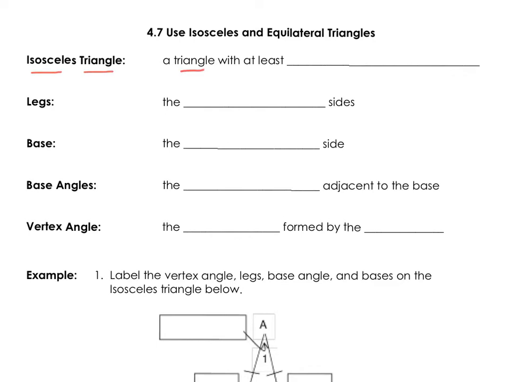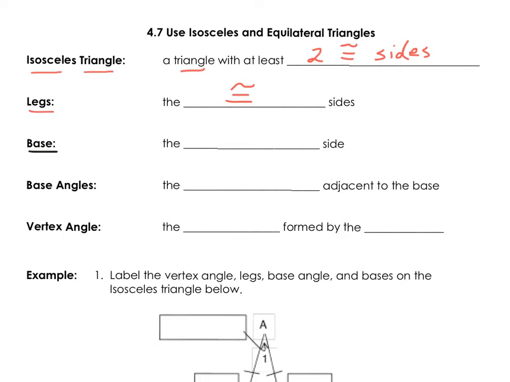It's a triangle that has at least two congruent sides. So at least two congruent sides. All right, the two sides that are congruent are known as the legs. Those are the congruent sides, the two sides that have the same length. The third side that is not congruent is known as the base.